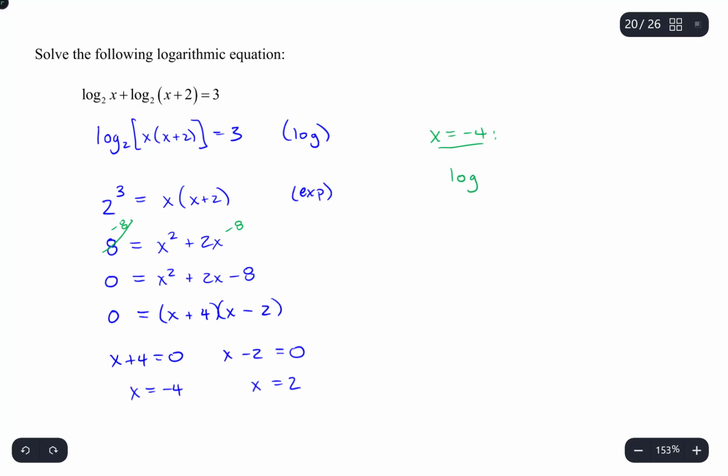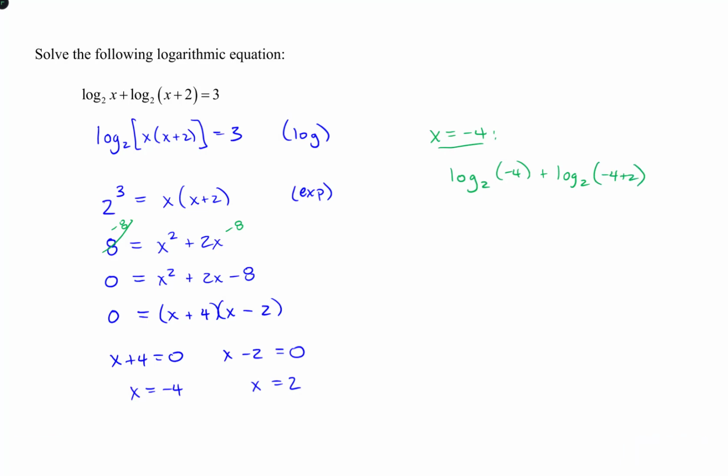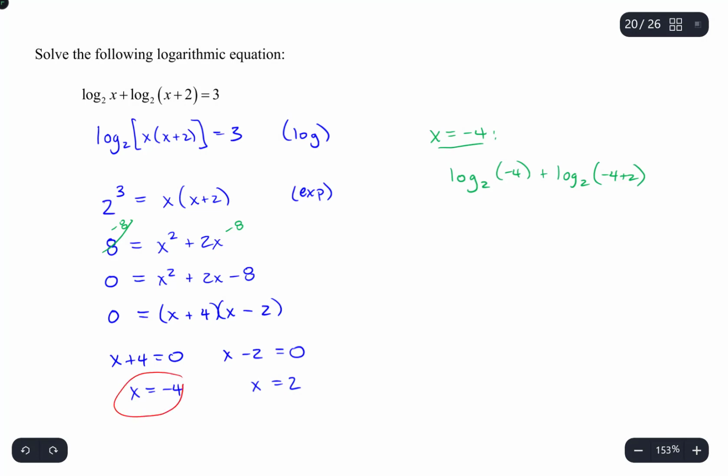So on the first one, I would have log base 2 of negative 4, which isn't allowed. We can't take the logarithm of a negative number. The other one would be log base 2 of negative 4 plus 2. That would also be negative, but it doesn't matter if one or both result with a negative. If either of them do, then we have to throw that out as our solution.